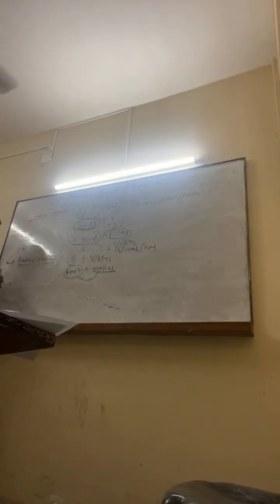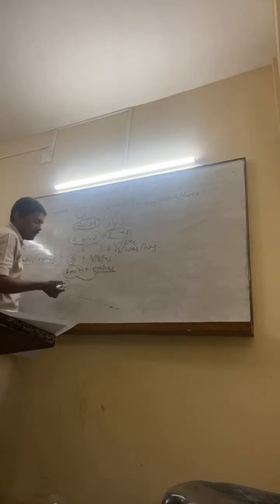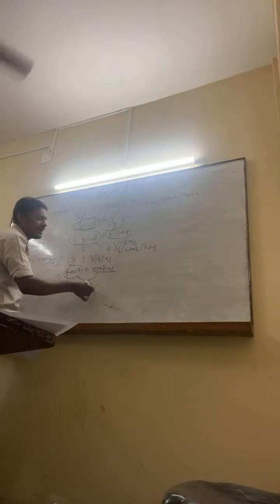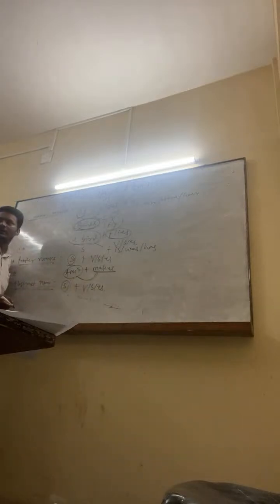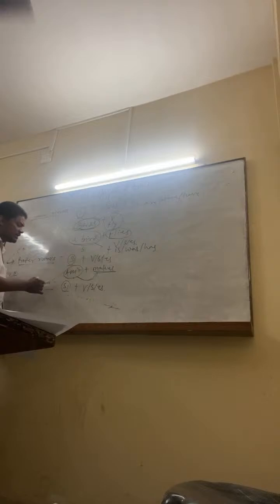Then the next one is the abstract noun. Now the question comes: do you think an abstract noun is countable? No, an abstract noun is not a countable noun. So in that case it is known as an uncountable noun. If the subject of the sentence is an abstract noun, then the verb will be what? S or es, right?